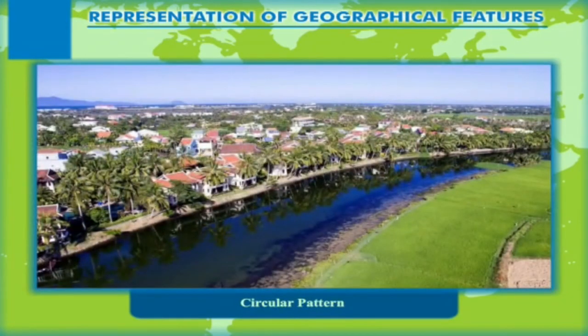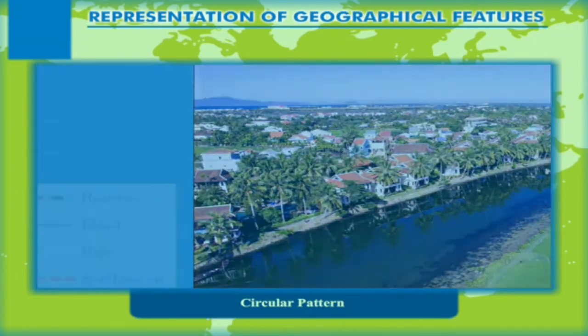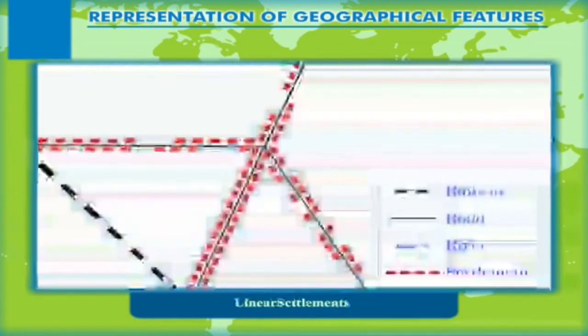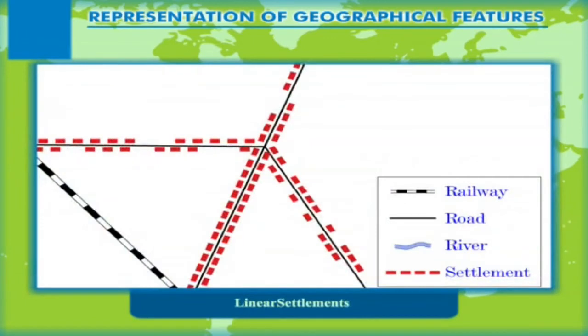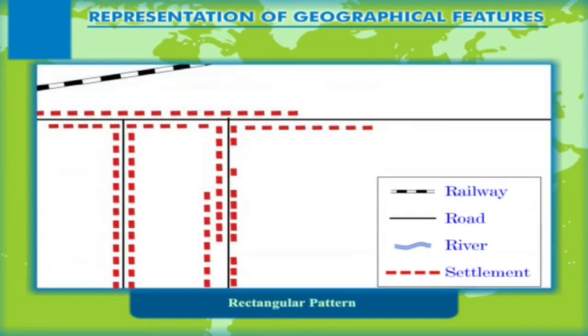Circular pattern. They generally develop around a lake or pond or an oasis in a desert area. When the people settle around such a water body, it takes the shape of a circular pattern. Linear settlement. This type of settlement develops along the highway or railway line or along the canal or a river, in which all houses are built in a line.